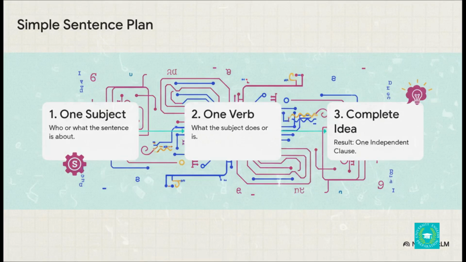So the formula here is pretty straightforward. A simple sentence is just one independent clause. That's it. One subject, one verb, one complete idea. The most important thing to remember is that simple refers to its structure, that it has only one clause, not that the sentence is short or unsophisticated.